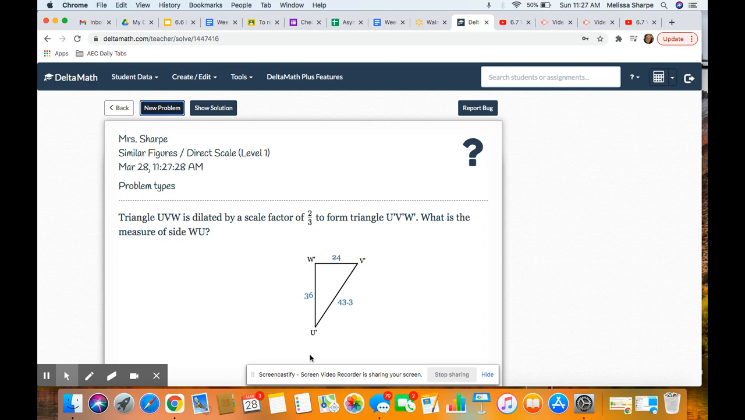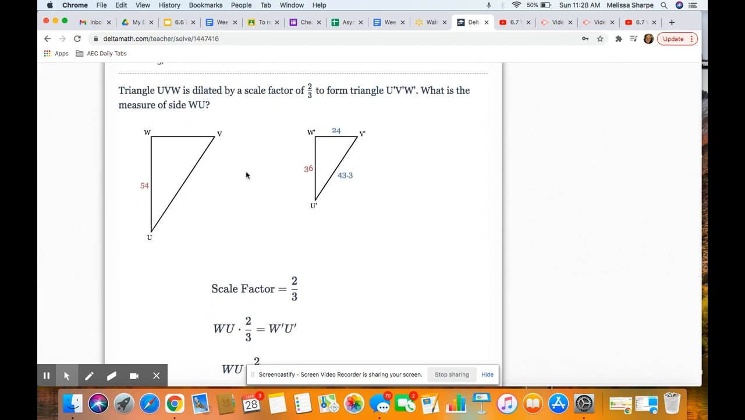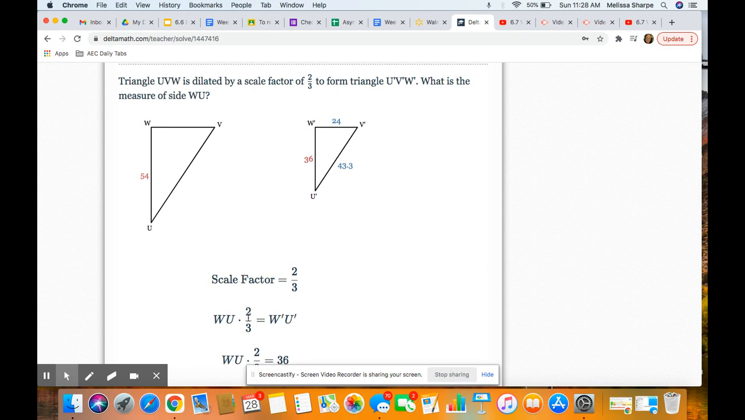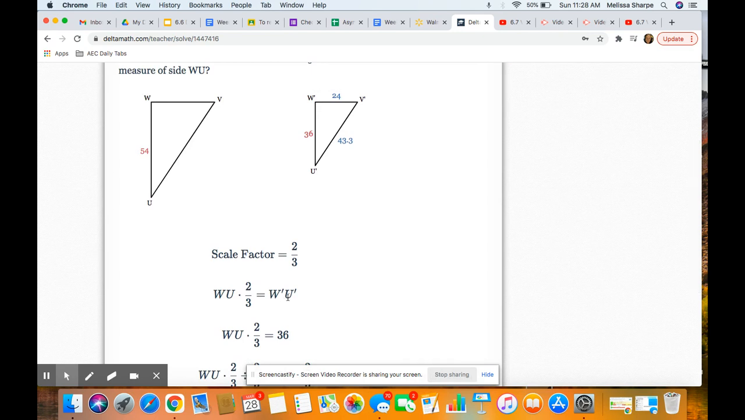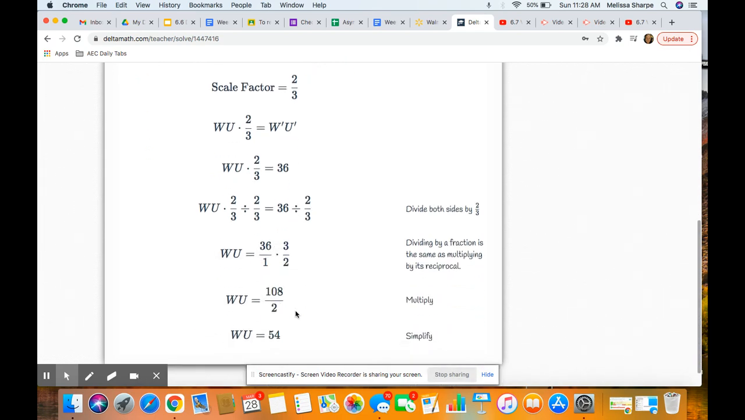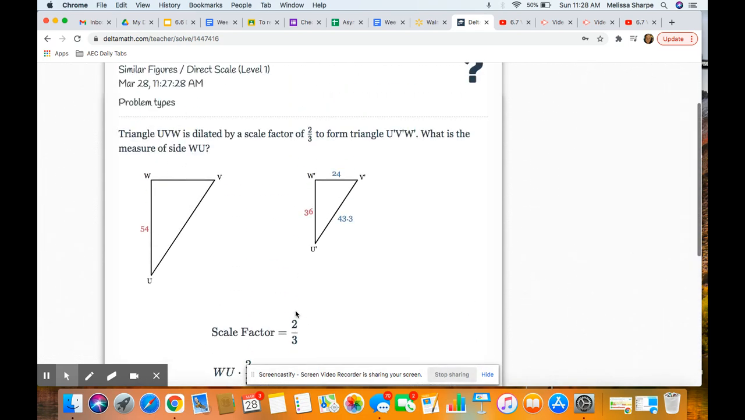We know that W prime U prime is 36. So what would WU have to be from the beginning with a scale factor of 2/3 to get to 36? So you'd have to think about it, and they've got an image here where they drew it in. We know it had to be bigger, but you can set it up like this: WU times 2/3 equals W prime U prime. And we know that W prime U prime is 36, so we plug that into the W prime U prime spot. And then just divide both sides by 2/3, which is the same thing as multiplying by 3/2. And you get that the original WU, the preimage, is 54.